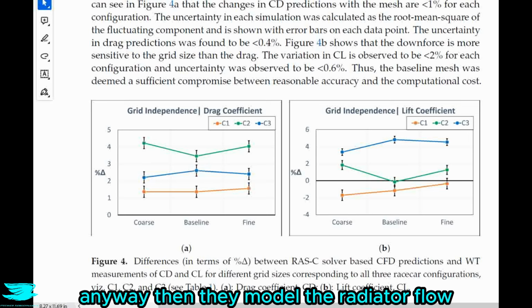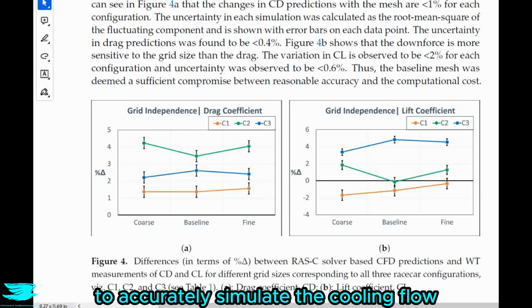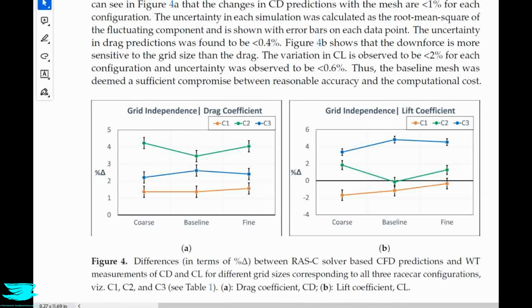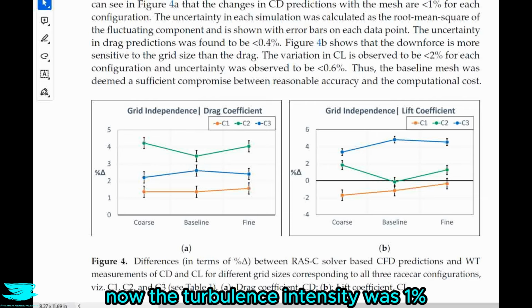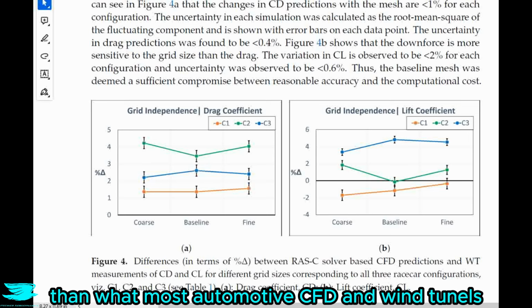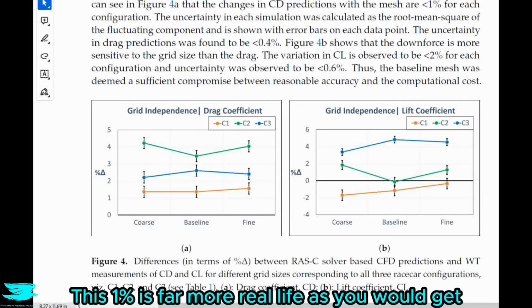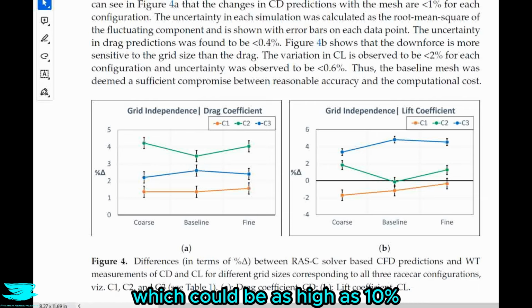Anyway, then they modeled the radiator flow as going through a porous medium to accurately simulate the cooling flow. So that's pretty good. Now, the turbulence intensity was 1%, which is slightly better, or a bit better actually, than what most automotive CFD and wind tunnels use. This 1% is far from real life, as you'd get, which could be as high as 10%.